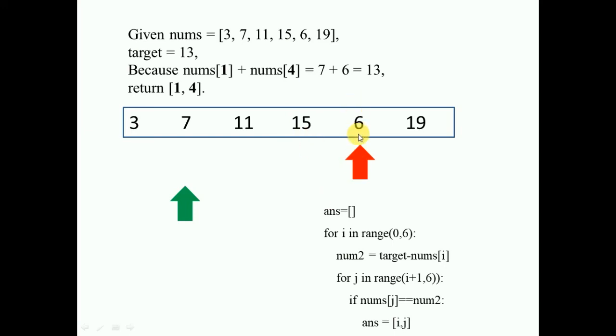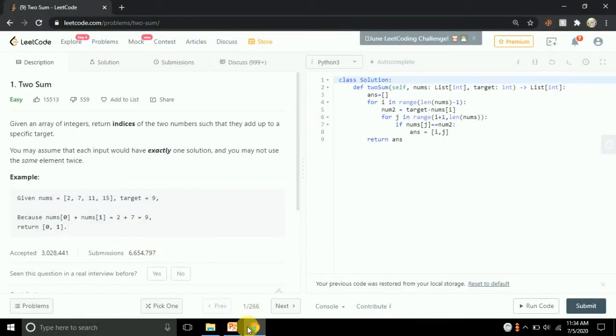If this element is equal to 6, yes. So if nums[j], what is j? Our j is here, 0, 1, 2, 3. Yes, j is here, and nums[j] is equal to num2. So we'll simply return i and j. i is pointing towards the 7 and j is pointing towards the 6. So we'll easily return the indices of this 7 and 6. This is the easiest one. So I don't think you will have a doubt. So let's implement the code.